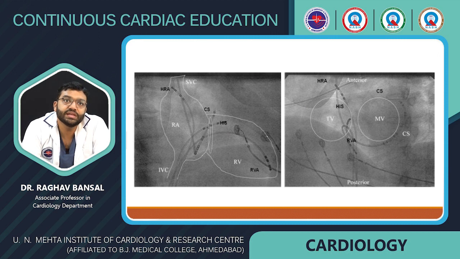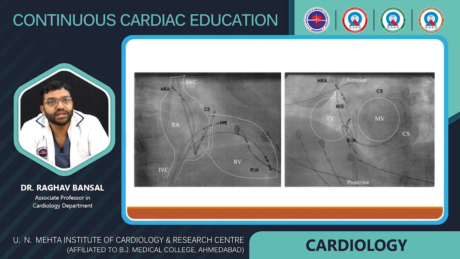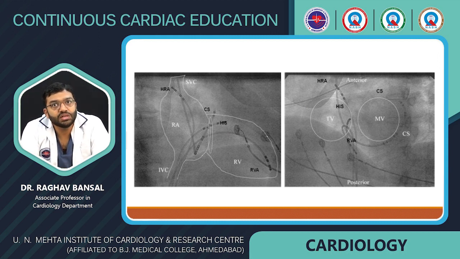It is placed near the SVC-RA junction. It is near the sinus node. Another catheter is placed near the His bundle, which is along the superior septum. Another catheter goes inside the coronary sinus, which is placed along the mitral annulus. This is usually a decapolar multipolar catheter, and it records atrial signals from the coronary sinus along the left AV groove, while the HRA records atrial signals from the high right atrium near the SVC-RA junction.